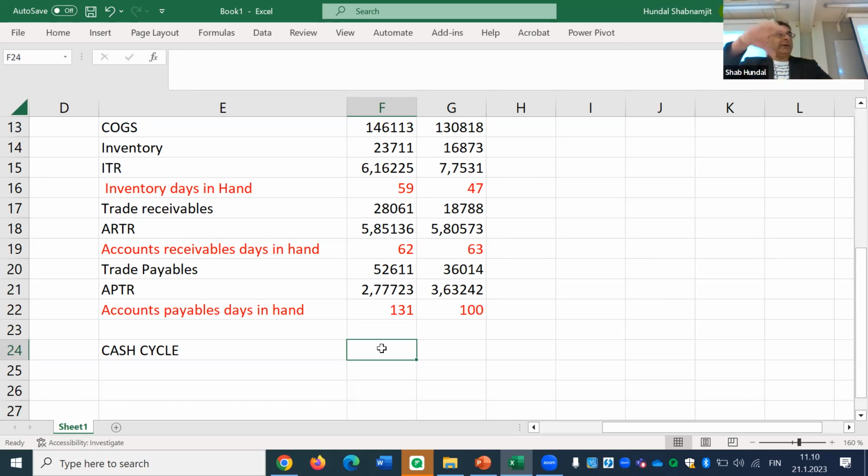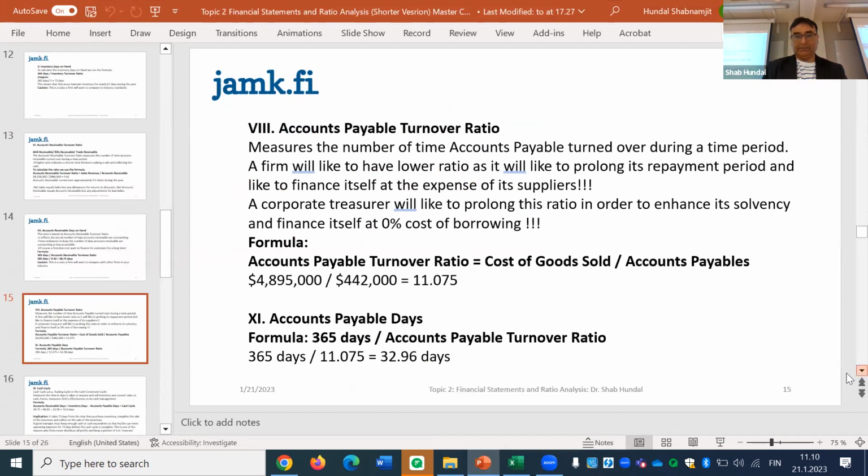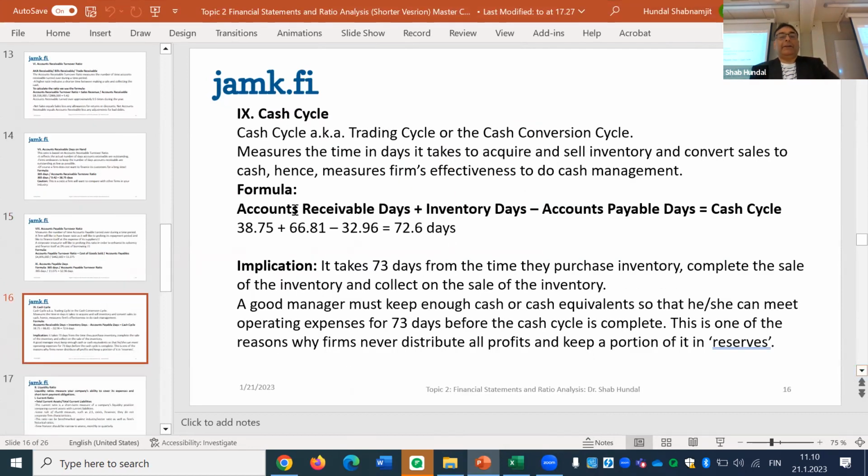You see, when you are running the business today, you go to the factory or office, you want to make an estimate: do I have enough bank account balance for the next certain number of days so that I run my show smoothly, right? That point comes now. And what we do here, we calculate cash cycle by the number of accounts receivable days plus the inventory days minus the accounts payable days.